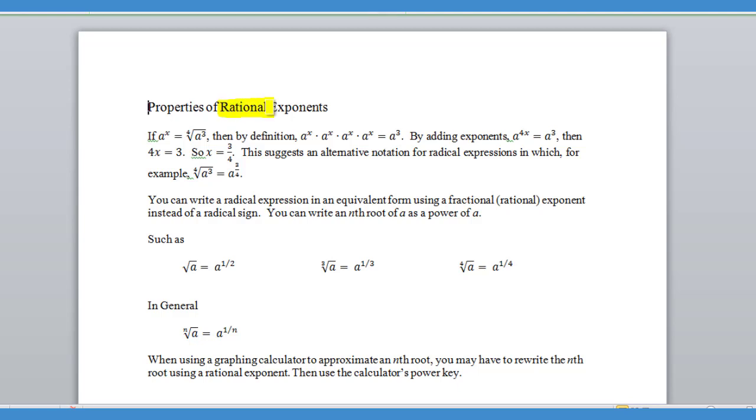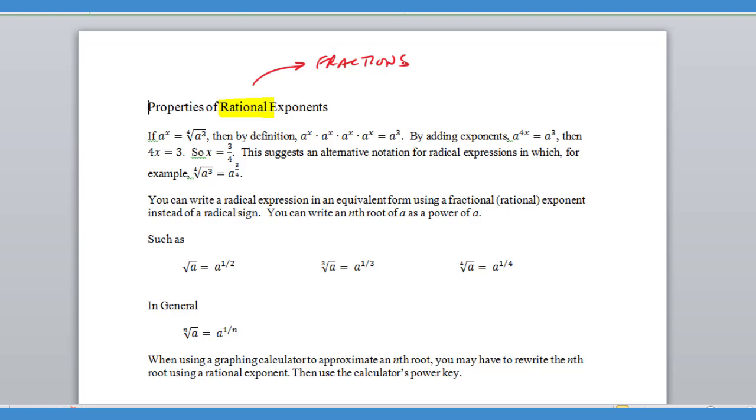Now, a rational exponent is the same thing as a rational number. If you remember, rational numbers can be written as fractions. And so basically what that means is that we're going to have exponents that are written in fractional form. And so the first skill that you need to develop in this particular lesson is that you need to understand how to write a rational exponent from a radical and vice versa.